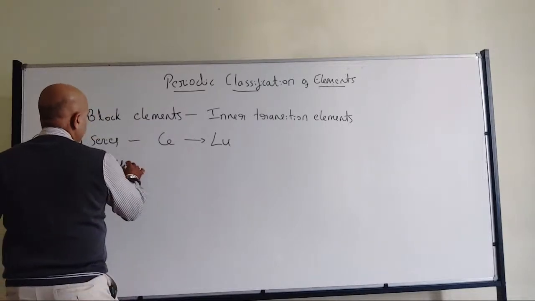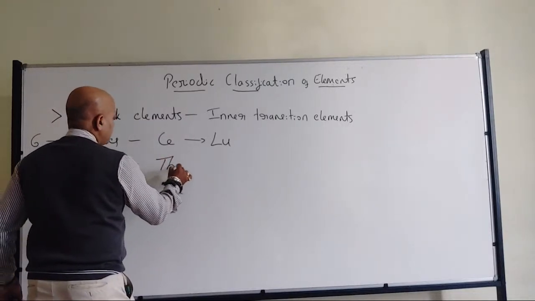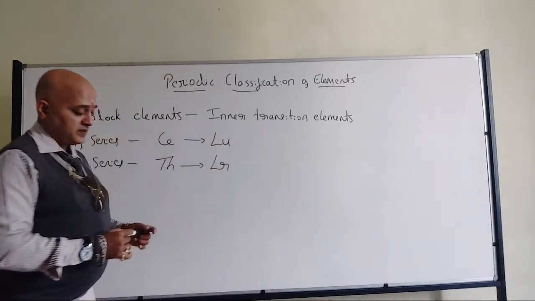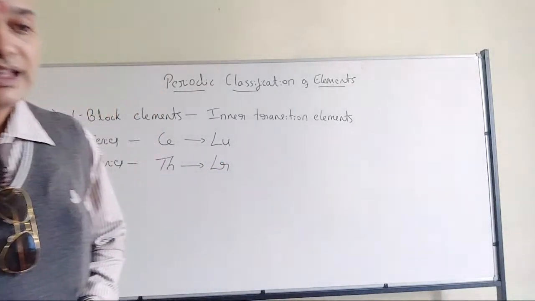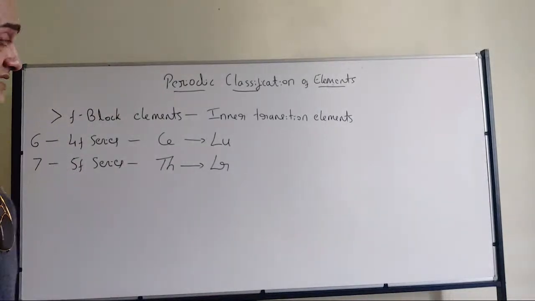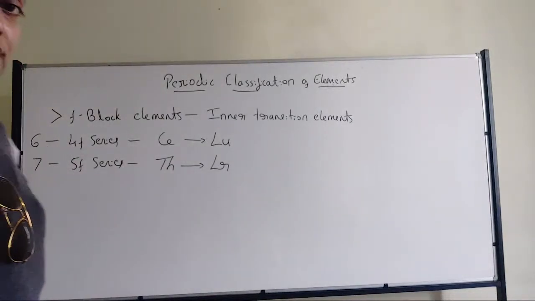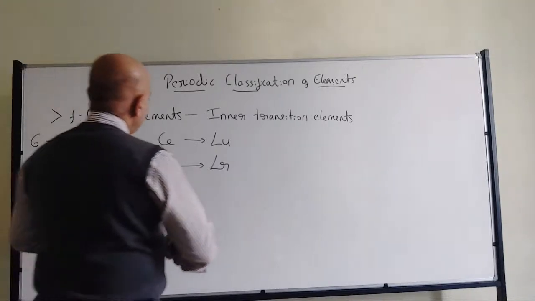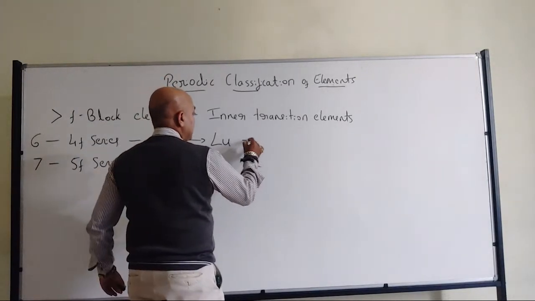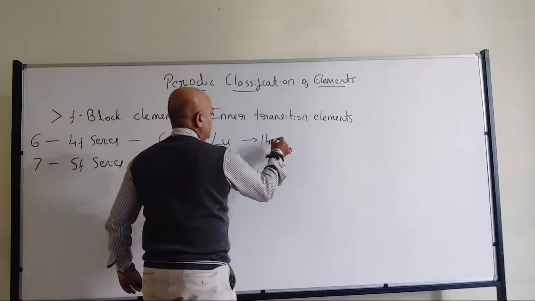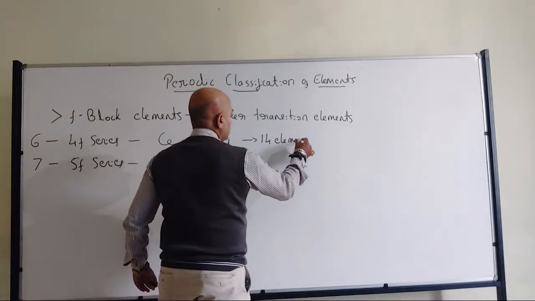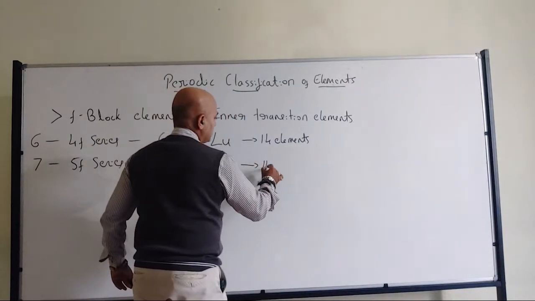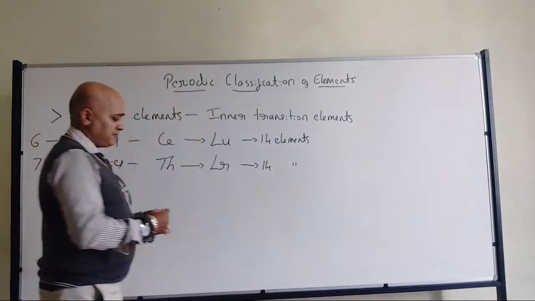When it comes to 5F, it will start from thorium and end at lawrencium. So that's where we have the 4F series and 5F series. Total how many elements in the 4F series? Naturally it should be 14 elements, and here also it should be 14 elements.